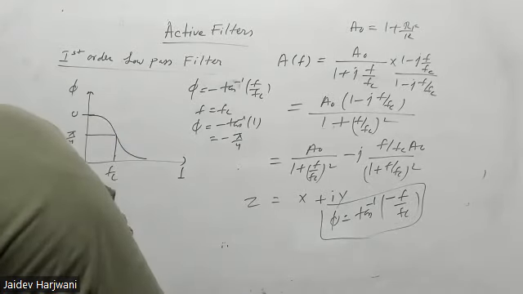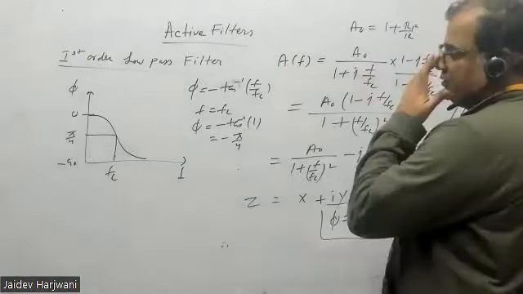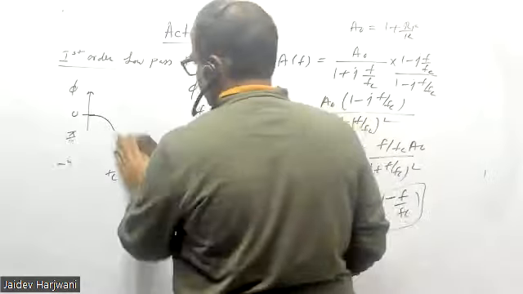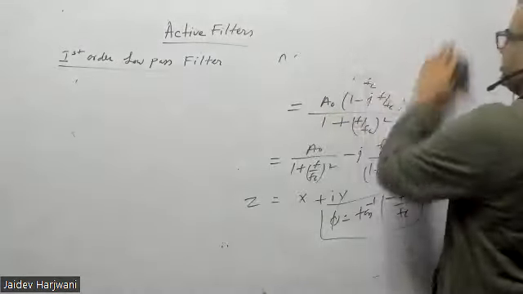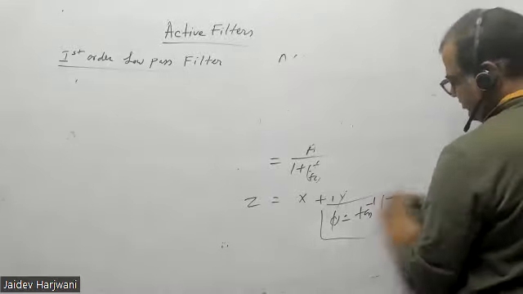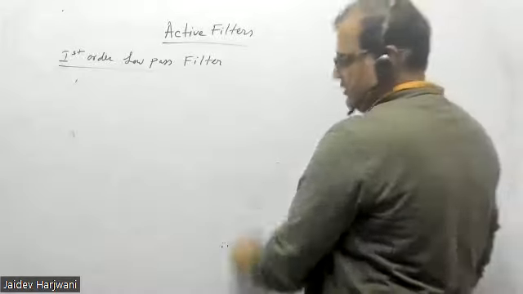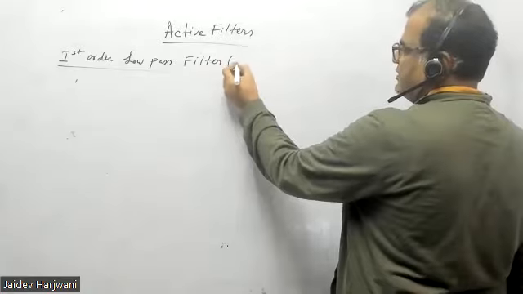So far what we have done is the low pass filter using non-inverting configuration. The same you can do with inverting configuration also. We have done it for non-inverting configuration. Now let us do the same with inverting configuration. There is a slight change in the circuit. This was non-inverting, now it's inverting mode.